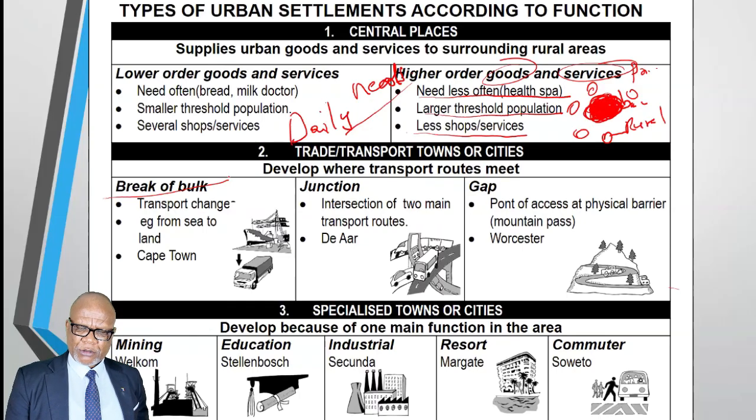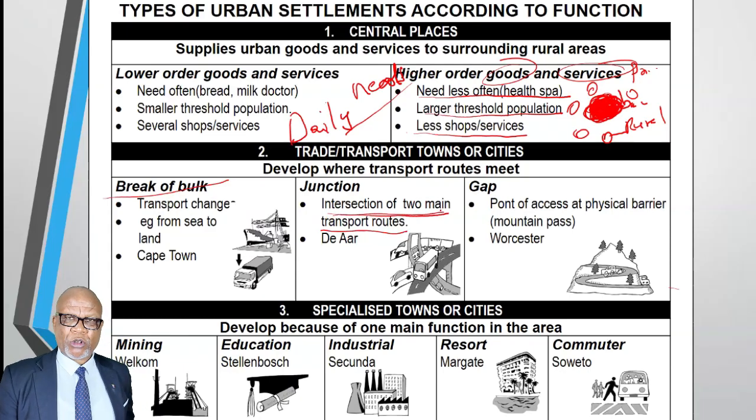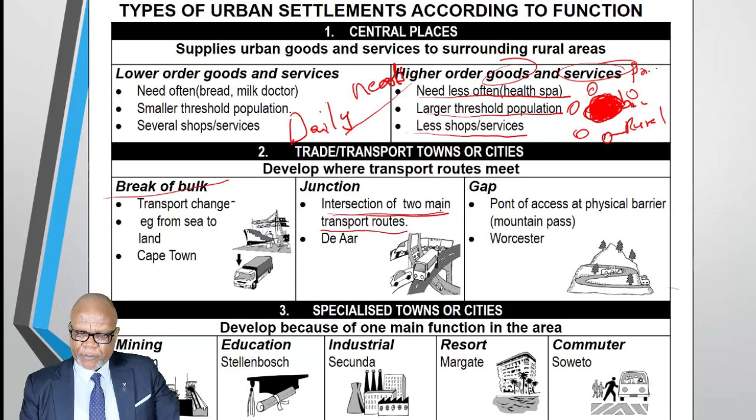And then we have junction towns. Junction towns are simply towns that are found at main intersections. We call them junction towns. Then we have gap towns. What are gap towns? Gap towns are towns that are found at the point of access at a physical barrier. If we have a mountain and there's a gap through the mountain, that is a town that is called a gap town.